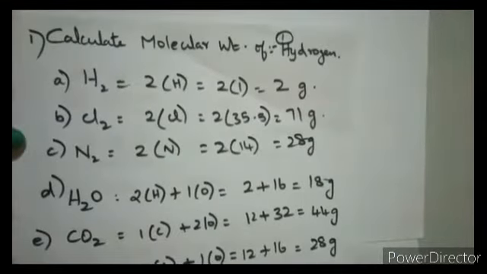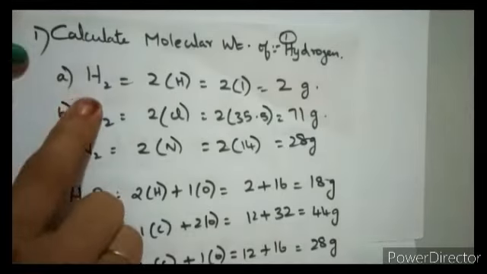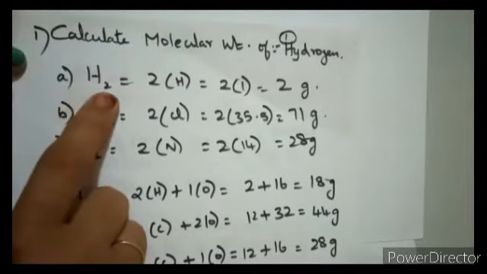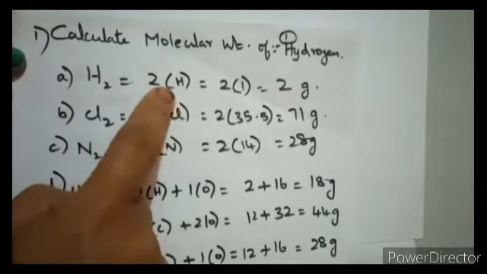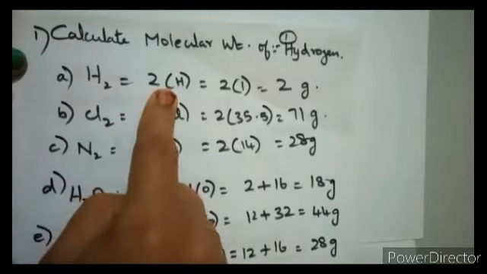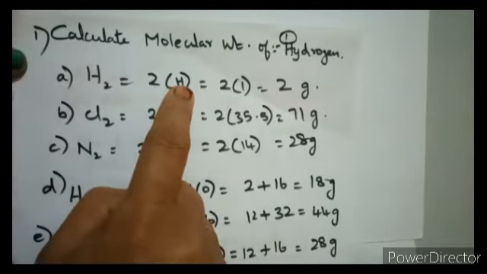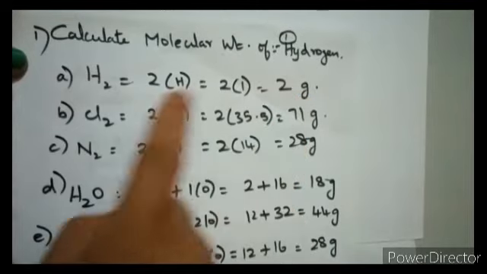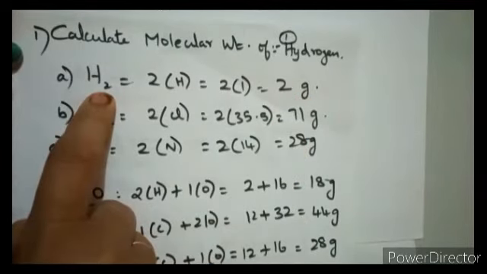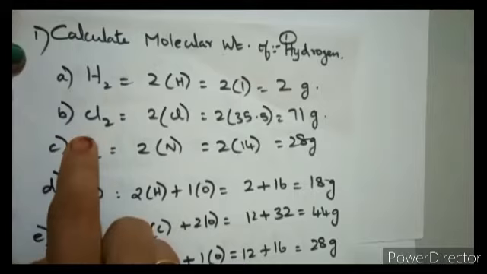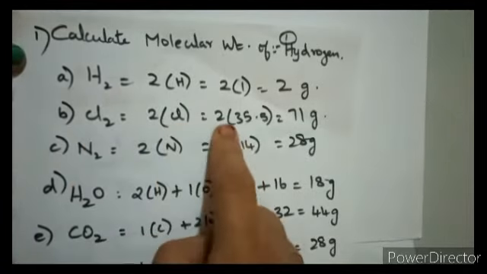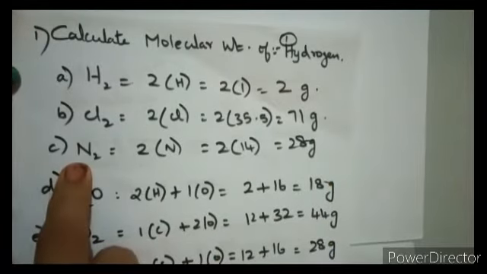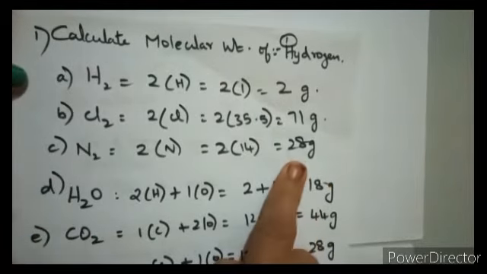Let us start with the calculation of molecular weight. Let us take the simplest example, hydrogen. Hydrogen exists in nature as a diatomic molecule. That means two atoms of hydrogen are bonded to get a molecule of hydrogen. So the molecular weight of hydrogen is 2 times 1, that is 2 grams. The number of times it appears is multiplied by the atomic weight. In the same way, chlorine, 2 into 35.5 is 71 grams. Nitrogen is another diatomic molecule, so it comes to 28 grams.